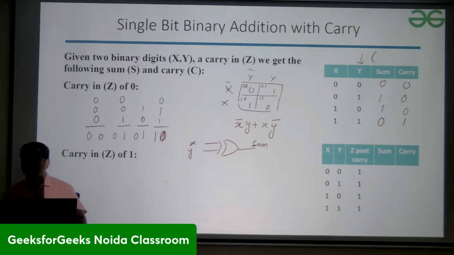Just go for the carry. If I apply the same concept for the carry, it is going to be 0 0 0 and 1 only here, and this is x and y. So carry is going to be AND. So this is applied with the AND operation to get the carry.